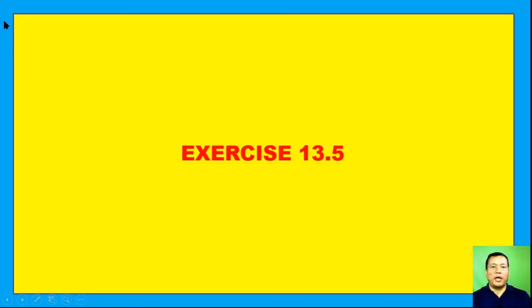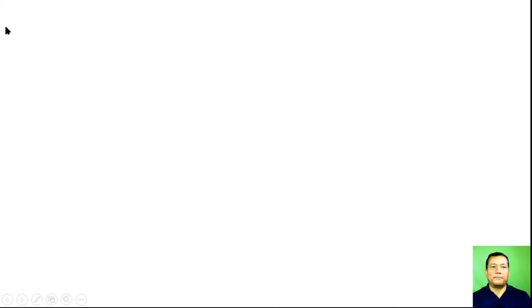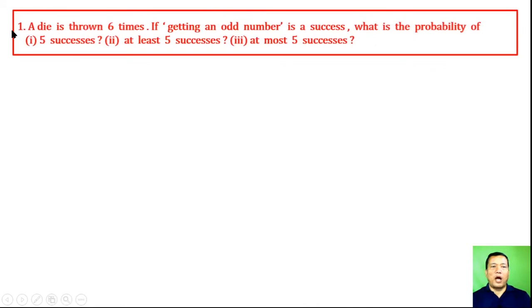Exercise 13.5. A die is thrown 6 times. If getting an odd number is a success, what is the probability of 5 successes?